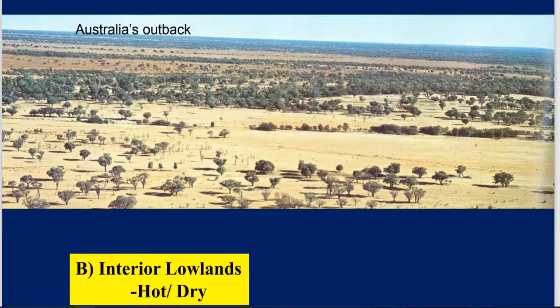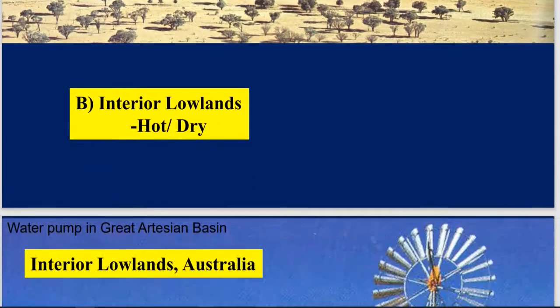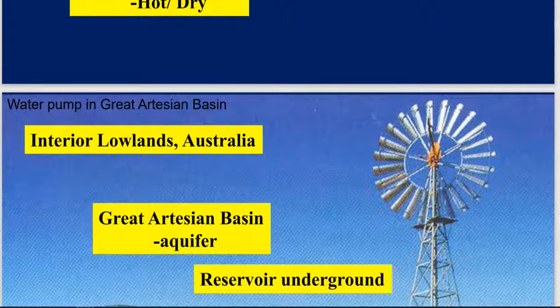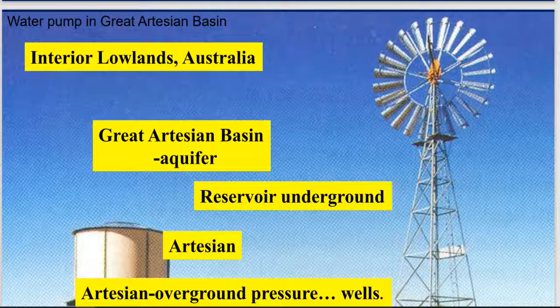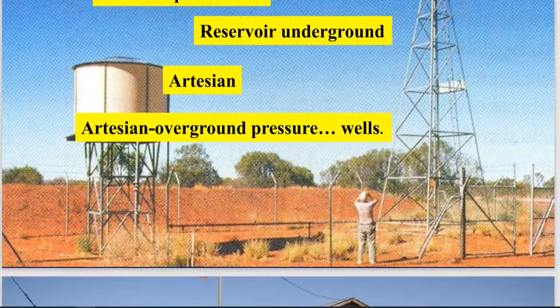The outback. The outback is actually part of the lowlands that we just looked at, the interior lowlands. That's the hot, dry section. It's a tough area, as you can see. Then you have the interior lowlands, the section that's under the Great Basin Aquifer. There's an underground reservoir, there are artesian wells, and as I stated earlier, most of the agriculture occurs there.